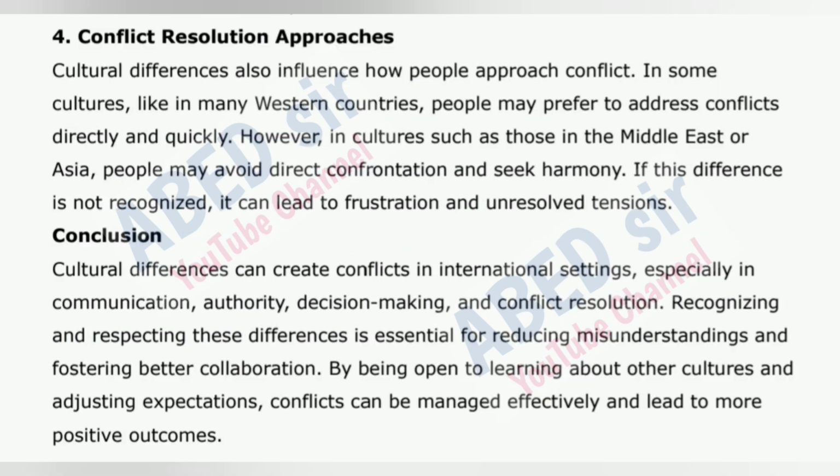4. Conflict resolution approaches. Cultural differences also influence how people approach conflict. In some cultures, like in many Western countries, people may prefer to address conflicts directly and quickly. However, in cultures such as those in the Middle East or Asia, people may avoid direct confrontation and seek harmony. If this difference is not recognized, it can lead to frustration and unresolved tensions. Conclusion.